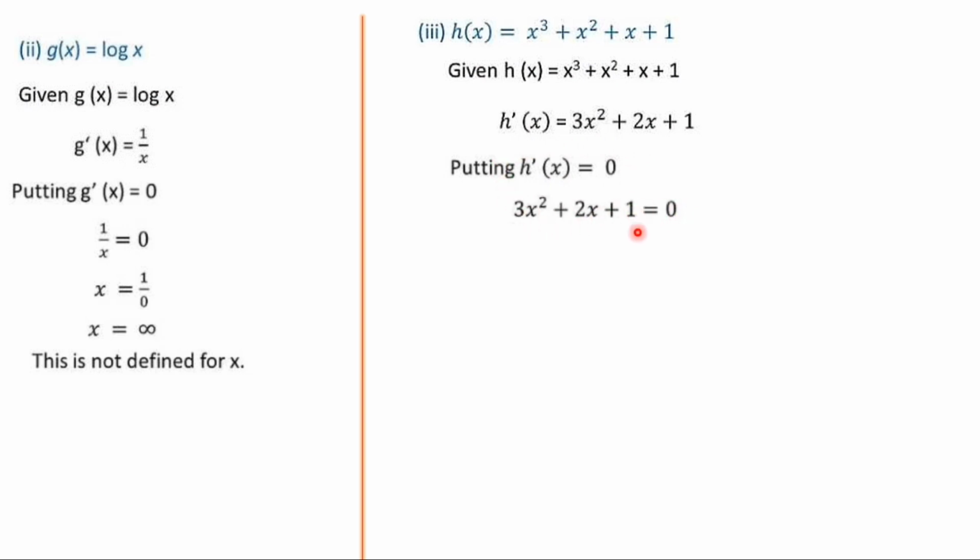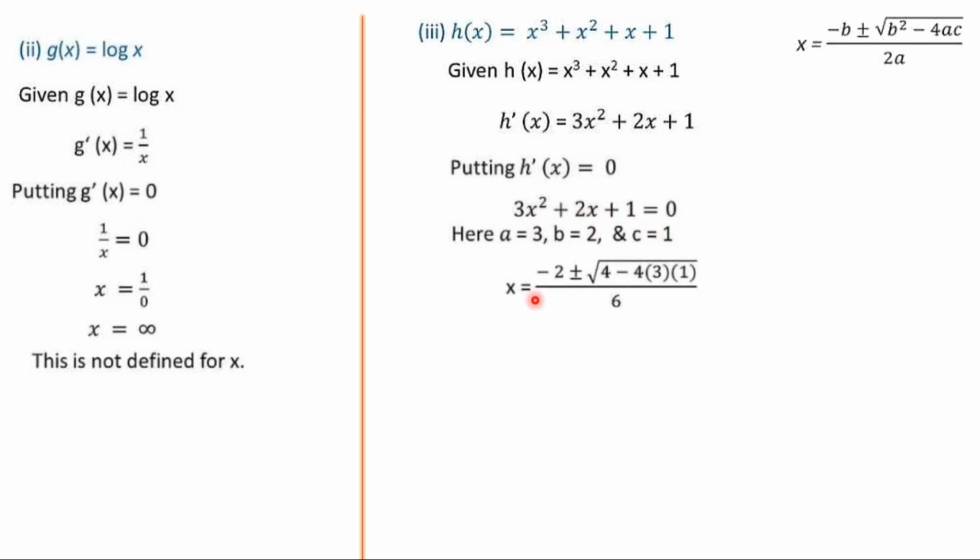This is a quadratic equation. By using the quadratic formula we can find out the value of x. So x is equal to minus b plus or minus root of b square minus 4ac by 2a. Here a is 3, b is 2 and c is 1. Let's find out the value of x.